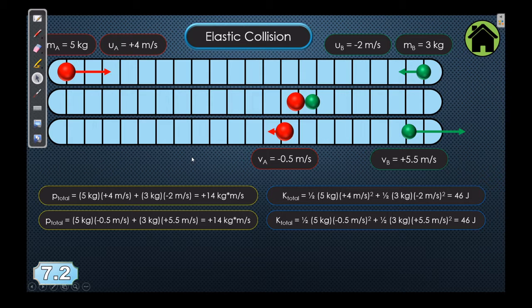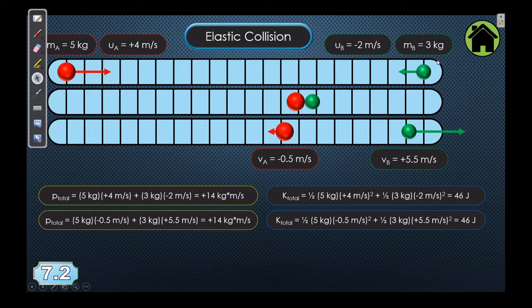Let's take a look at some examples. We'll start with an elastic collision. We have a red ball over here whose mass is 5 kilograms and is moving with an initial velocity of positive 4 meters per second. Sometimes when we are dealing with multiple velocities, we would use U for initial velocity and V for final velocity. And that's just a helpful thing when we have objects that are changing velocity and there's more than one object. It can get very confusing to constantly use V. So U in this case just represents initial velocity.